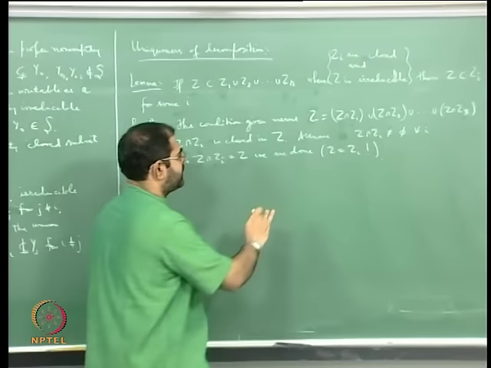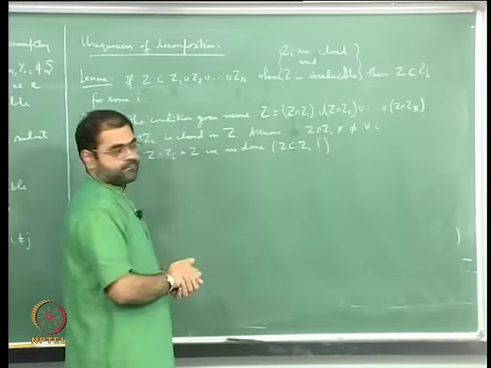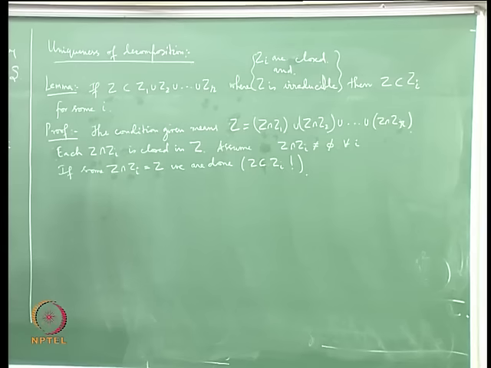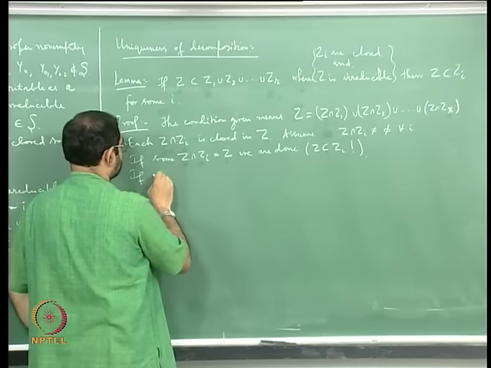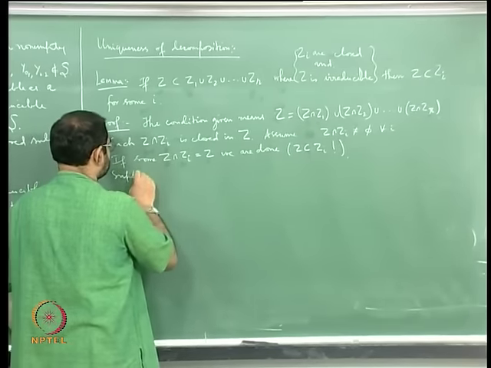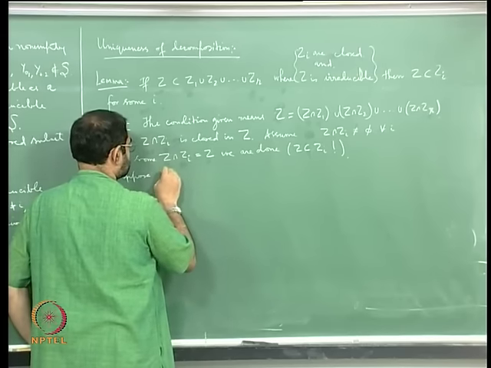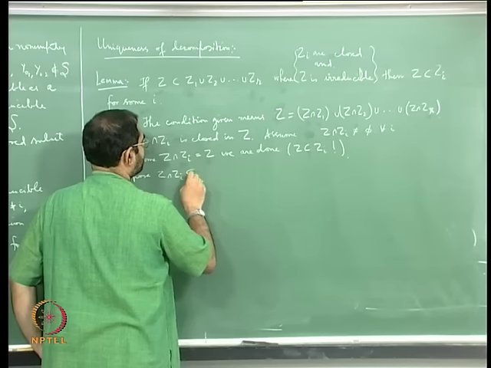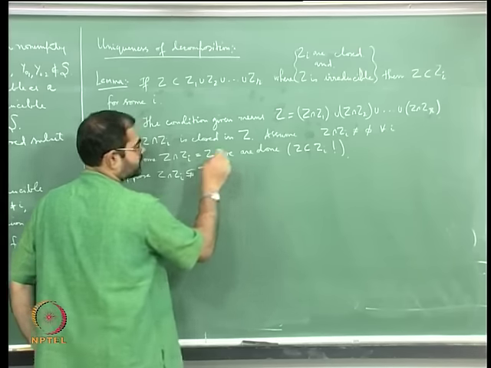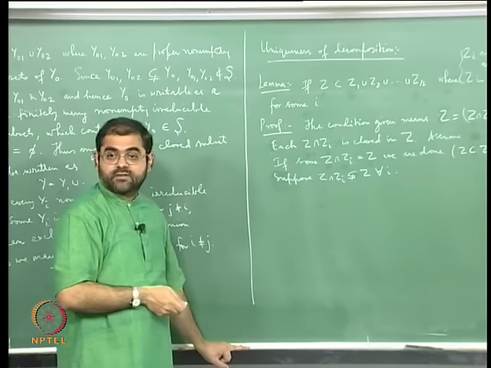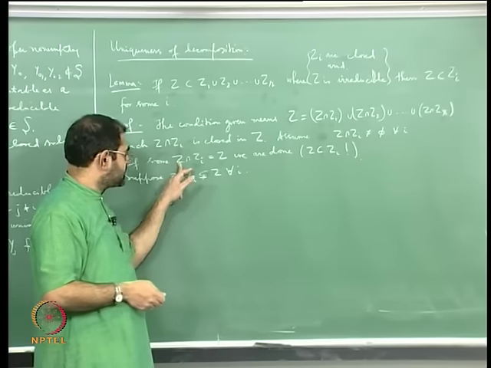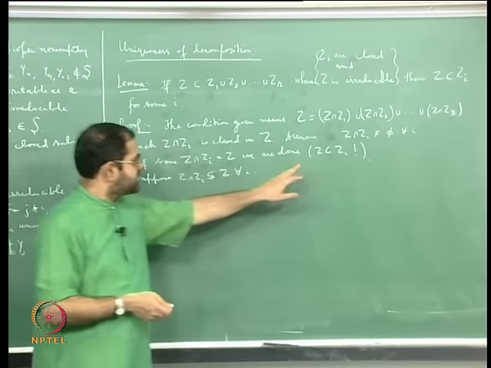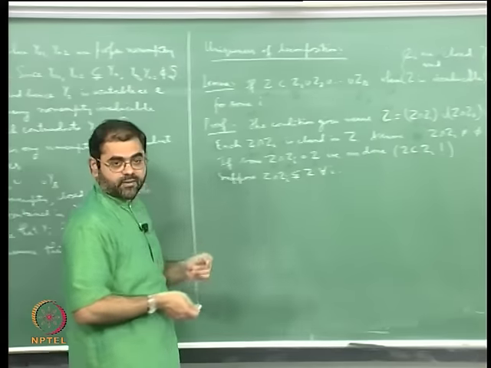Okay, Z is contained in Zi. Right, so if some Z intersection Zi is equal to Z, then you're done. Okay, if not, suppose Z intersection Zi is properly contained in Z for all i, this is the other possibility. We have to show that this possibility does not occur. The only possibility that occurs is Z intersection Zi is Z for some i, and therefore Z is contained in Zi for some i. That's essentially the lemma. Okay.